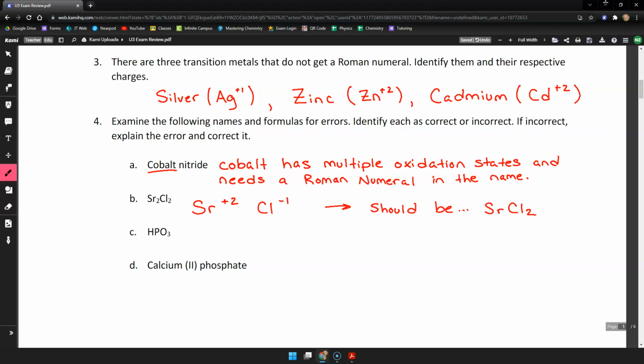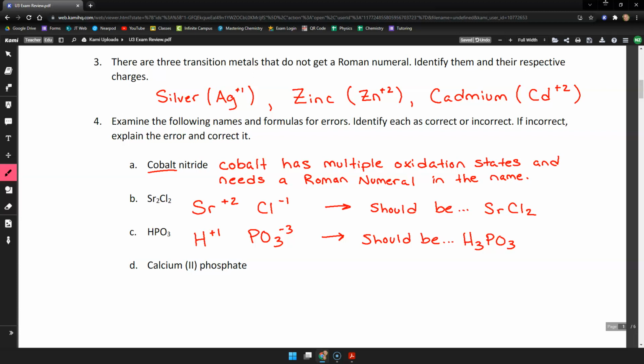All right, same thing on the next one. We have hydrogen. Hydrogen is +1. Let's look at the charges here and make sure we're good. PO3, phosphate, has a charge of -3. So if I just put them together like they did, I'd have an overall charge of -2. So this one should be, I need 3 hydrogens to make this work. So H3PO3.